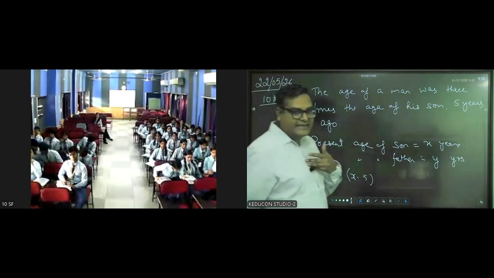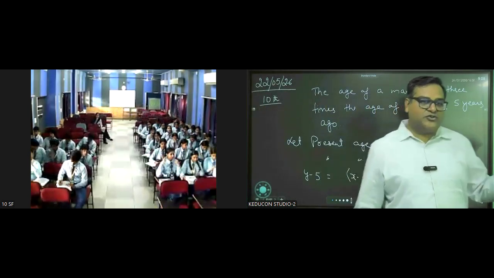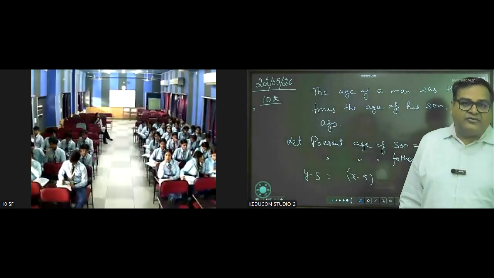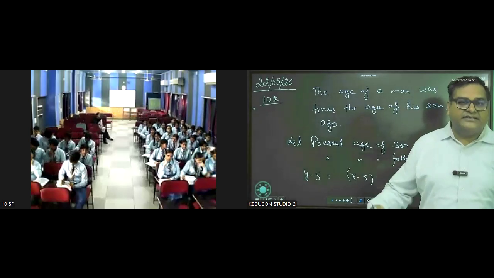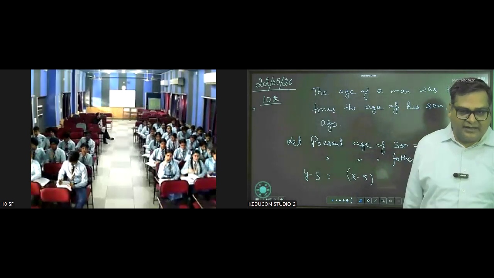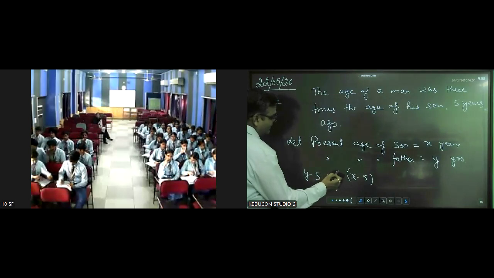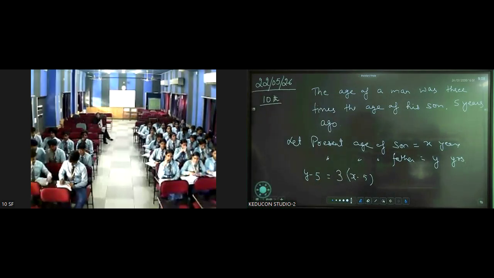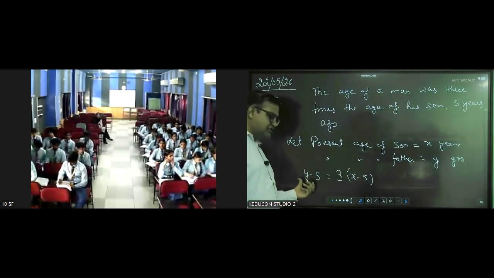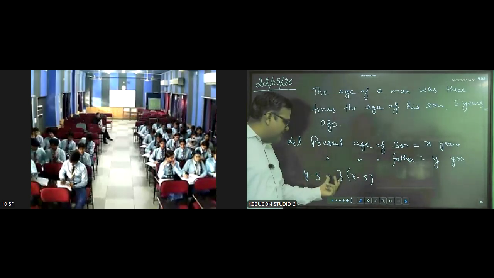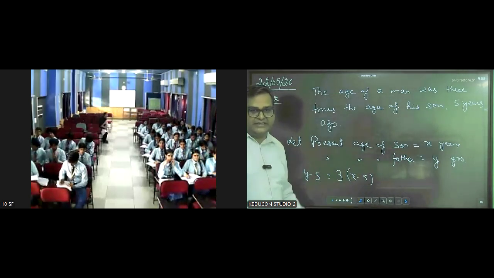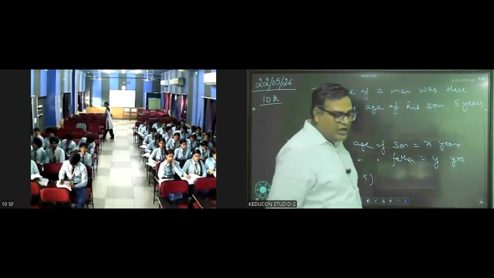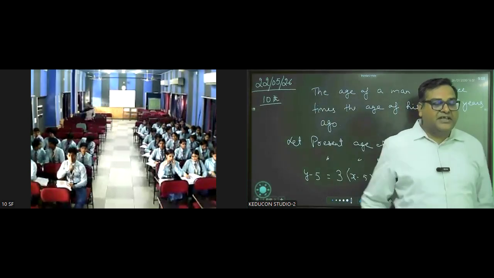Suppose my age is X present. So 5 years ago, just subtract 5. If we have to find after 5 years, just add 5. Is it clear? So Y minus 5 will be 3 times X minus 5. 5 years ago, the age of father is 3 times the age of his son. Have you understood, children, how to make the equation?